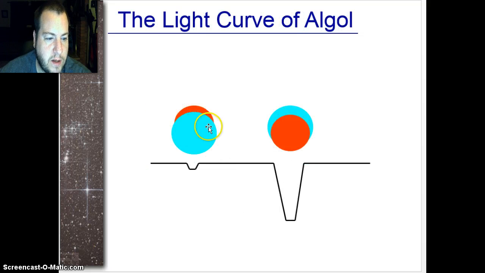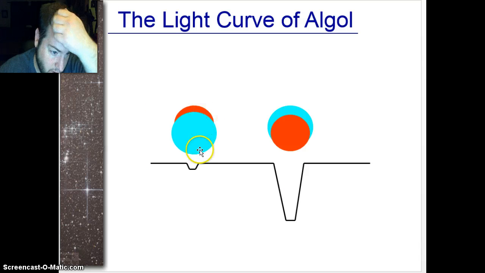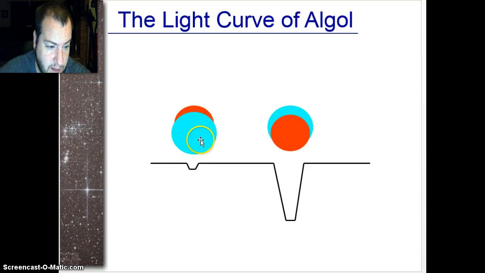So this is what Algol actually looks like. This is the little dip, as the hotter, brighter star passes in front of the cooler star. And when the cooler star passes in front of the hotter star, we get the big dip, double dip.